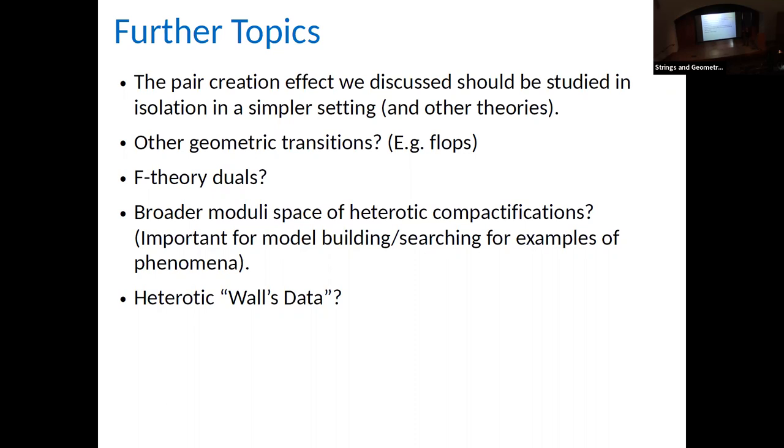You can ask, what about other geometric transitions? Can we perform the same deal with flops? And we're trying to finish that up now. What happens if you have an F-theory dual? What does that mean to move in the moduli space in that way? I will comment that this has actually been thought about before.